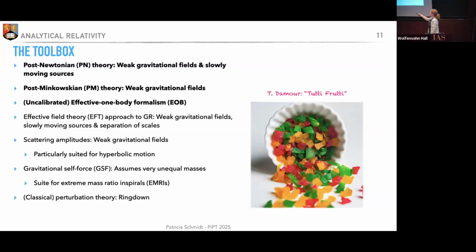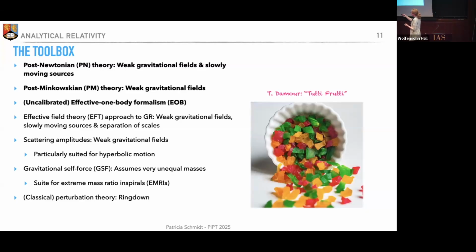Post-Minkowskian theory, on the other hand, only assumes weak gravitational fields, and doesn't necessarily make an assumption on how fast your sources are moving, right? And when I say slowly moving, of course, in my head, there's a binary, so the velocity is, of course, the orbital velocity that we are talking about. But in principle, you could think about any sort of intrinsic velocity motion that characterizes whatever your source is, if you don't want to think about a binary system.